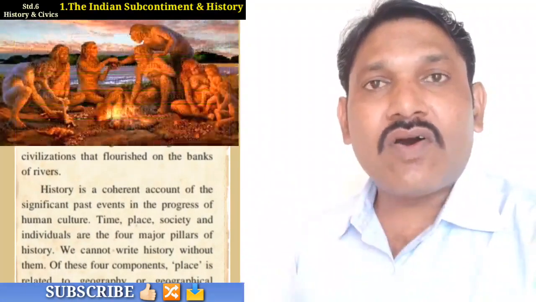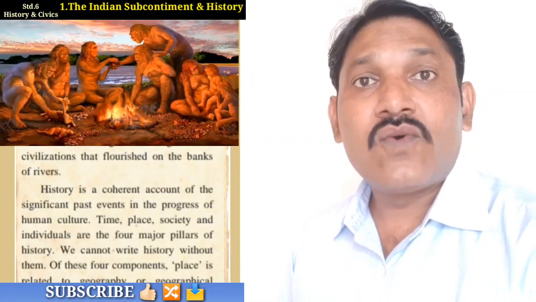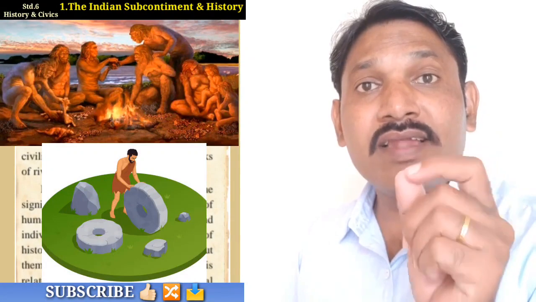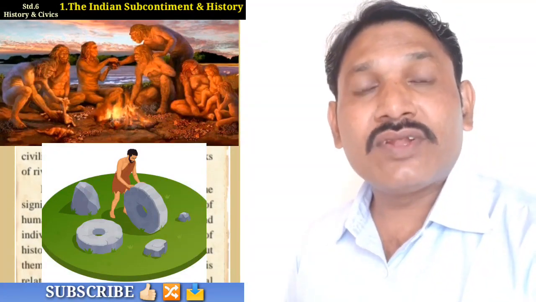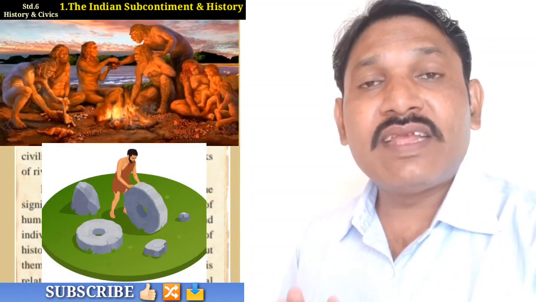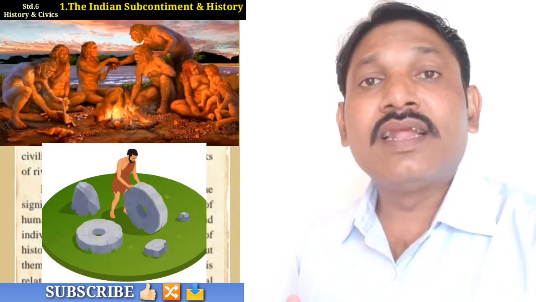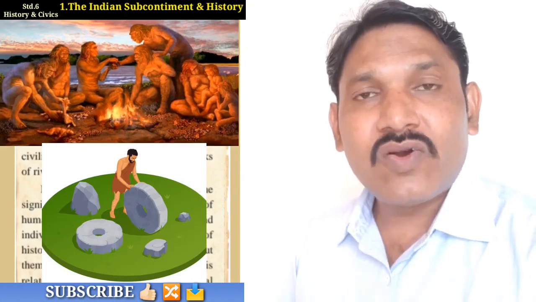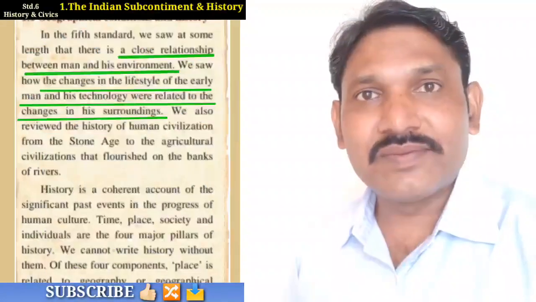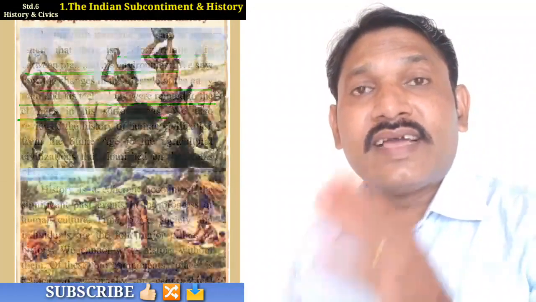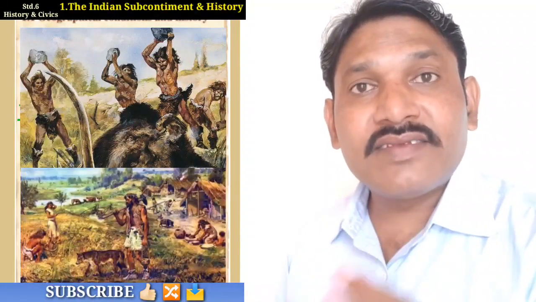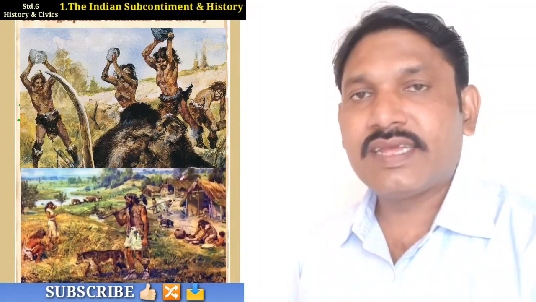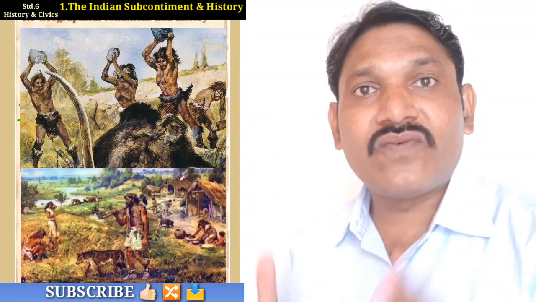Students, the invention of fire and wheel brought a great change in the lifestyle of the early man. Because of the invention of fire and the wheel, the life of early man changed. It progressed. Okay students, have you understood? Very good. Students, we have studied the history of human civilization from Stone Age to agricultural civilization that flourished on the banks of a river.